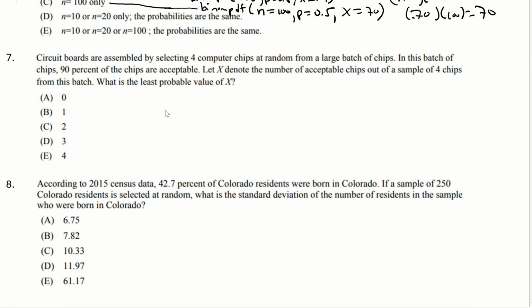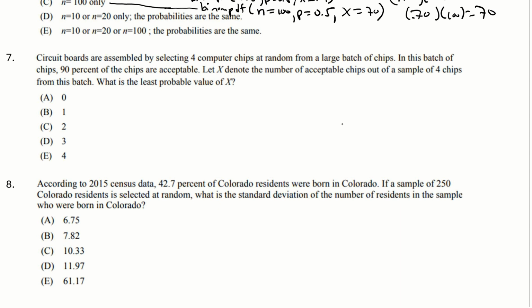All right, so number 7. Circuit boards are assembled by selecting 4 computer chips at random from a large batch of chips. In this batch of chips, 90% of the chips are acceptable. Let X denote the number of acceptable chips out of a sample of 4 chips from this batch. What is the least probable value of X?